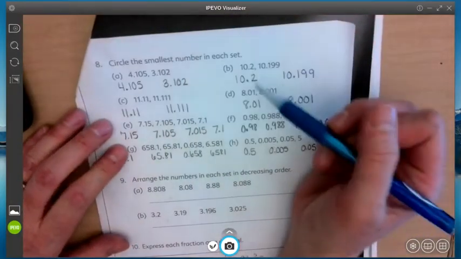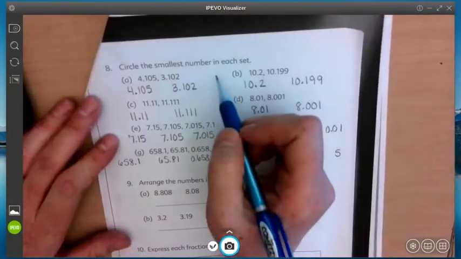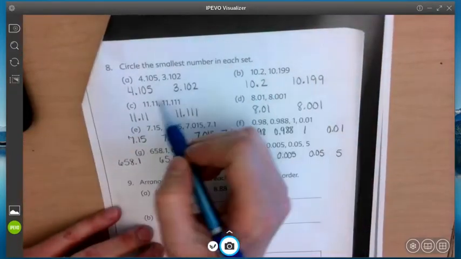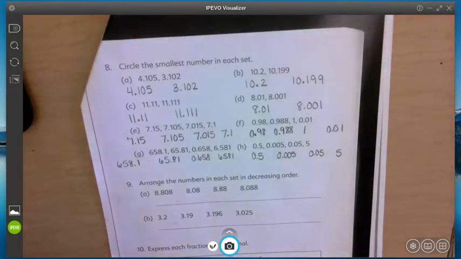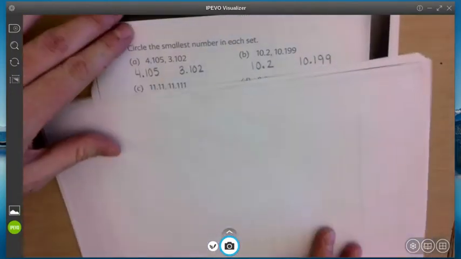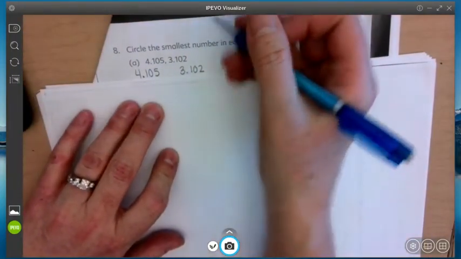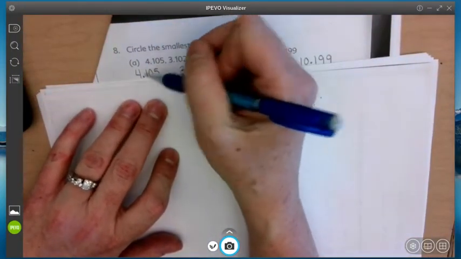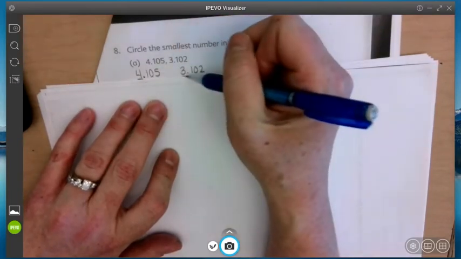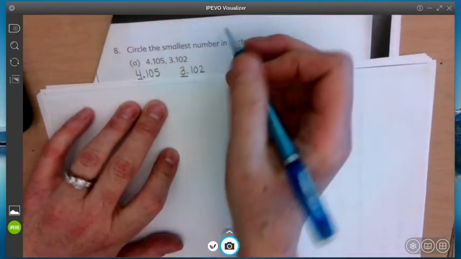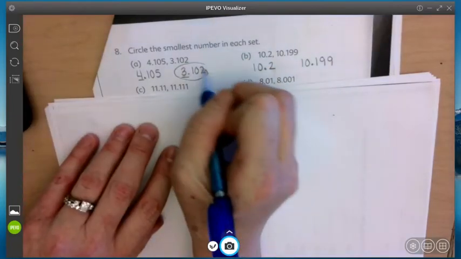For 8A through H, it says circle the smallest number in each set. I rewrote these so that you could see them better. Looking at this first one, this has a whole number of 4 and this has a whole number of 3. So this one is obviously smaller. That one wasn't too hard.